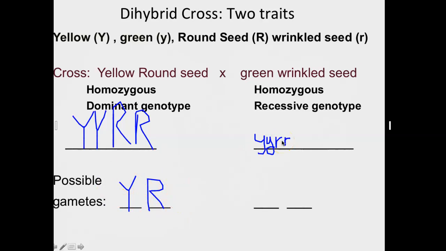Let's see how we're going to do the homozygous recessive parent. Same thing. We're going to separate the Ys. Since we only have little Ys, the gamete has to receive a little y. Since we only have little Rs, we're going to separate those, and the gamete's going to get one of our little Rs. So these are your gametes.